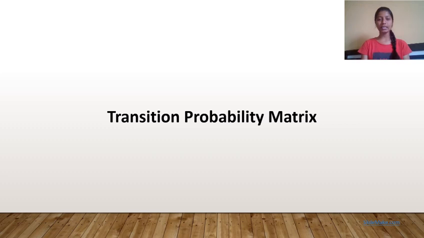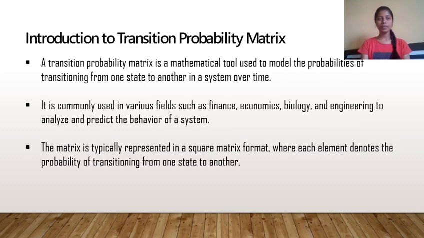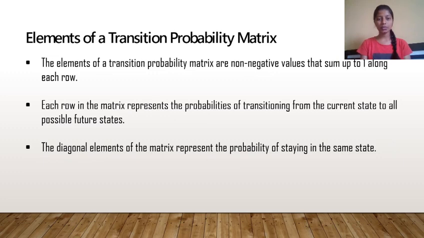Today I am going to explain about the topic transition probability matrix. So, what is a transition probability matrix? A transition probability matrix is a mathematical tool used to model the probabilities of transitioning from one state to another state in a system over time. Transition probability matrices are used in various fields such as finance, economics, biology, and engineering to analyze and predict the behavior of a system. The matrix is typically represented in a square matrix format where each element denotes the probability of transitioning from one state to another state.